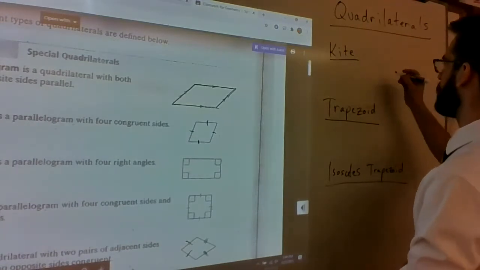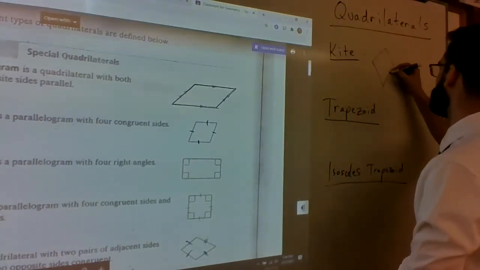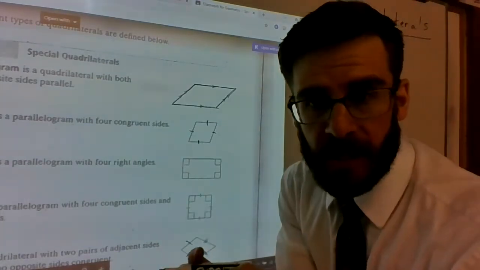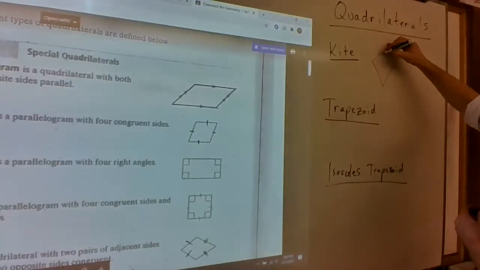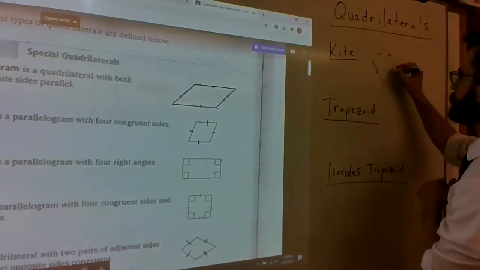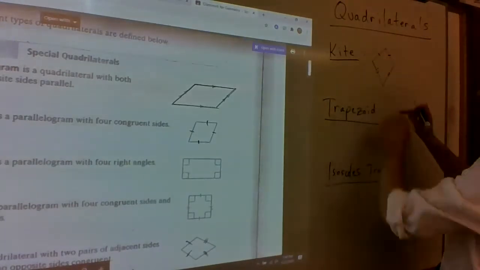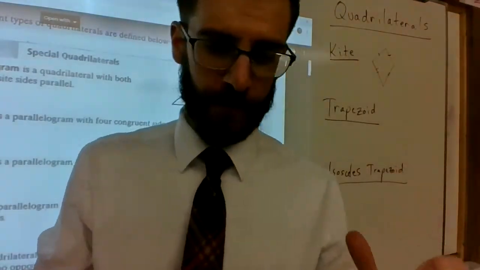So the big part about the kite is there are no parallel lines. There's no pairs of parallel lines. You've got two side-by-side congruent sides and two side-by-side congruent sides here. Okay? And that's all I'm going to say about the kite at this point.